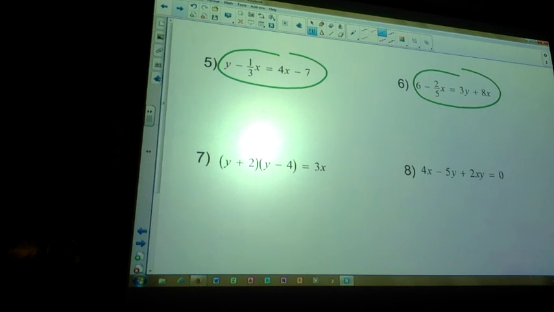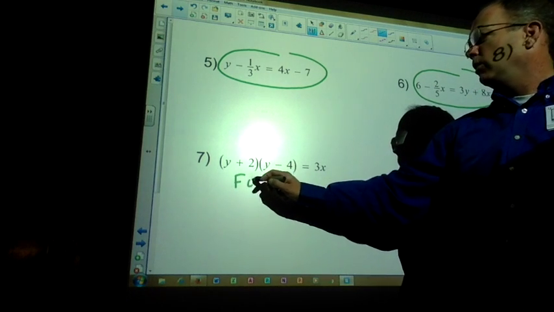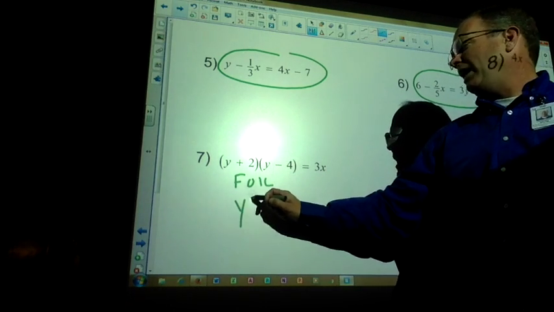I happen to have an x on both sides. I could move the 1/3 x over on number 5 by adding it. And I'd get 4 and 1/3 x minus 7, right? On the next one, I could move the 2/5 x over, and I could move the y value back over. So both 5 and 6 are both linear. Number 7, if I were to FOIL this out, I'd come up with y squared.